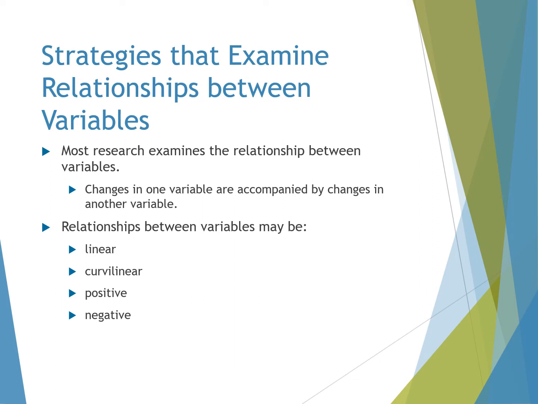Most of the research that we do in social sciences is not just descriptive, but it examines the relationship between variables. So we want to know how change in one variable is accompanied by change in another variable. So relationships between variables can be linear, meaning they're a straight line, or curvilinear, meaning it's not necessarily a straight line and it may curve in various directions. It can be positive, meaning as one variable goes up, so does the other one. Or they can be negative, meaning the variables move in opposite directions. When one variable increases, the other decreases.